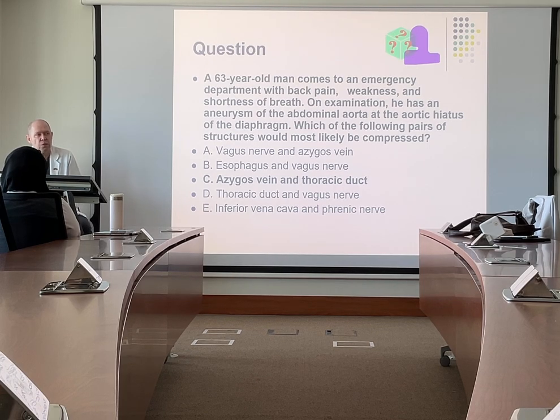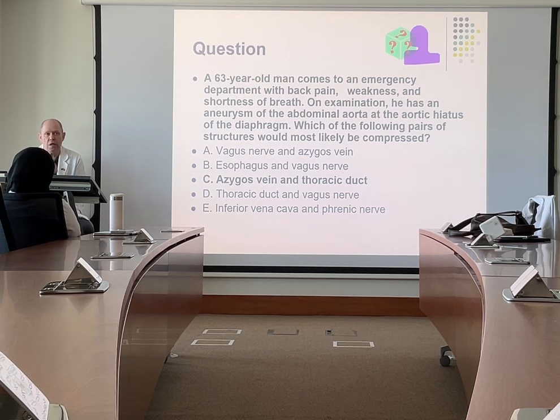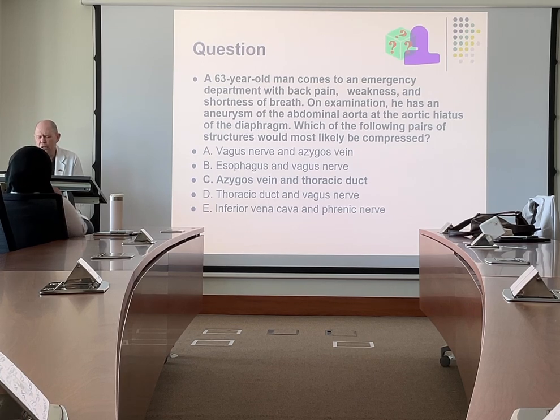The azygous vein, that is the vein which drains from what? From the right side of the thoracic cavity and right upper abdomen. On the left side we have the hemiazygous vein, which joins with the azygous vein. The azygous vein is just the one unpaired, so it's sitting only on the right and drains to the superior vena cava.